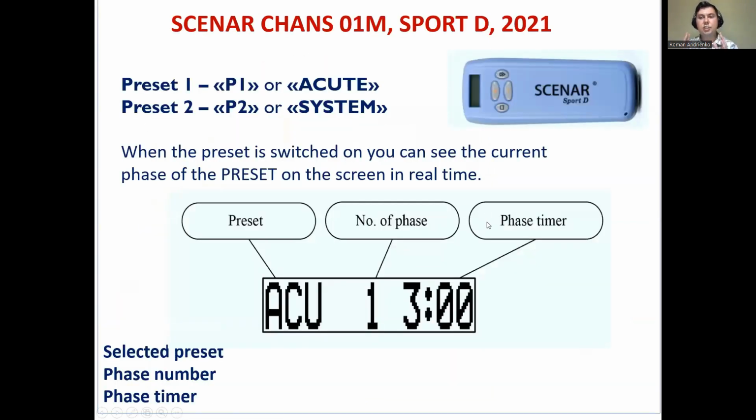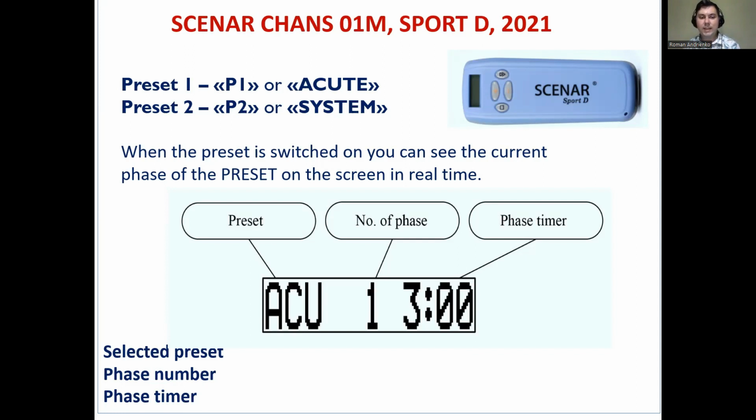Okay, and just a little bit more. I know, guys, that's a lot of information. I'm trying to be brief here. We also have 2 presets in your Sport devices. If you do have a small one, there are 2 presets, P1 and P2, acute and systemic. I guess after all that theory that we covered in the previous slides, you already have an idea of what these presets are aimed at. So P1 is for acute traumas, P2 is for systemic treatment.